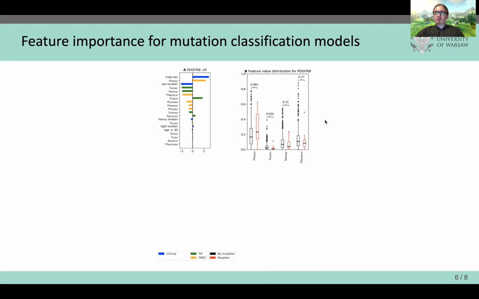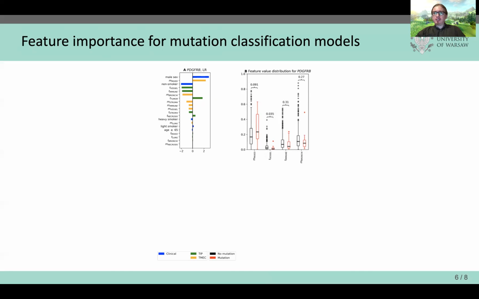For these genes, we performed feature importance analysis in order to get an insight into which tissue features are the most impactful. For PDGFRB, the most impactful of our features are mixed stroma in TMEC, vessel and immune in TIP, followed by bronchi in TMEC. For these 4 features, we plotted a value distribution for patients with mutated and non-mutated genes. Out of these 4, only vessel in TIP is statistically significant.